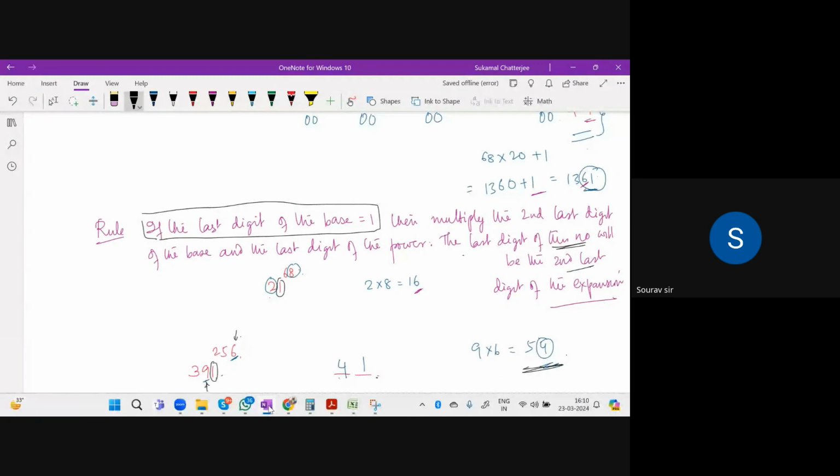Everyone clear on this rule? Because if you understand this rule, then you'll be able to do a lot of numbers, and I'll tell you how. Okay, no doubts? Very simple rule.